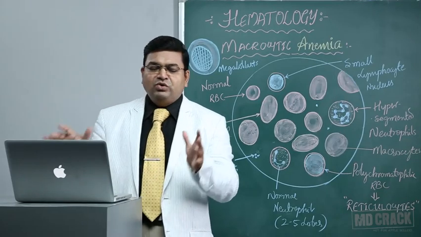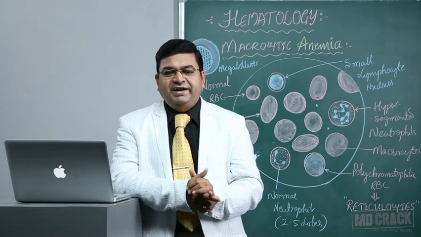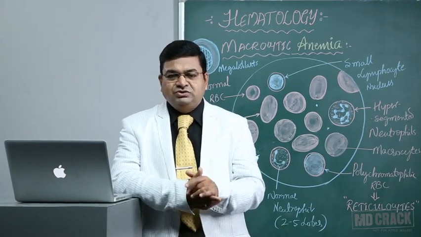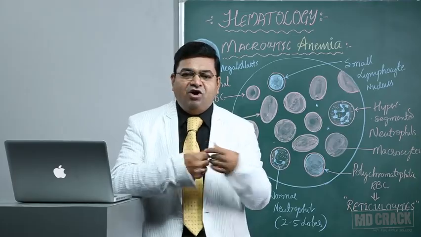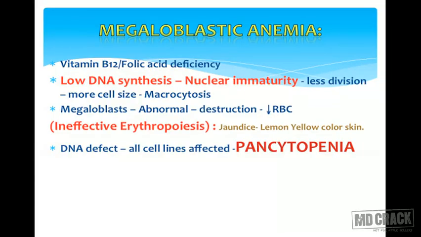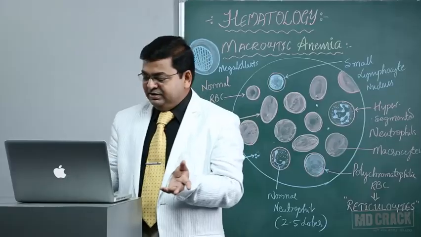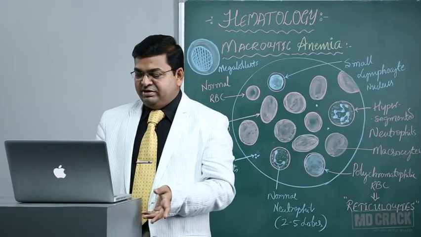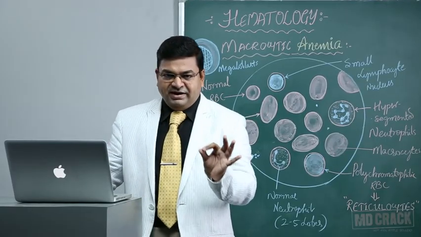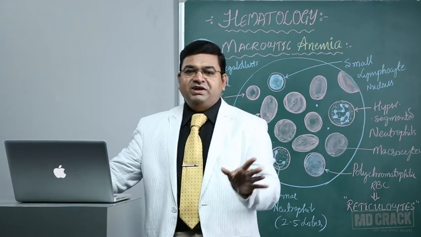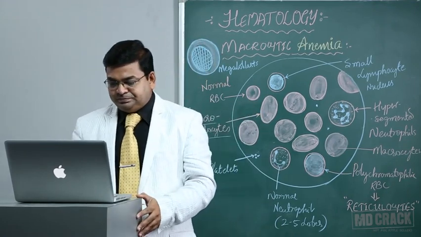And it is not only the erythroid series that is affected, it is the DNA which is hampered, right? So DNA of which cell? DNA of all cells in the body. That's why all cell lineages are affected. So RBCs, WBCs, platelets. So the patient can have pancytopenia. That is in the peripheral blood. All three cell lineages can be affected. So in developing countries, the most common cause for pancytopenia is megaloblastic anemia.